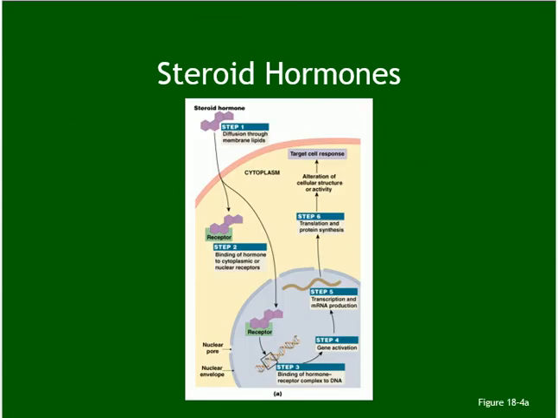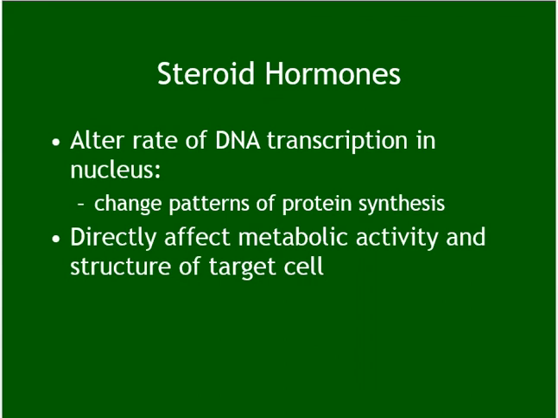So this is showing you the steroids entering, and then they can easily cross the cell membrane, and they can work either on receptors in the cytoplasm or within the nucleus. So they are able to work whether in the cytoplasm, like mitochondria, or in the nucleus. So they can actually alter the rate of DNA transcription. They can affect the transcription of DNA in the nucleus.